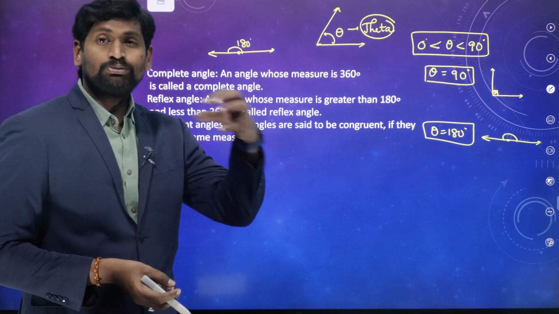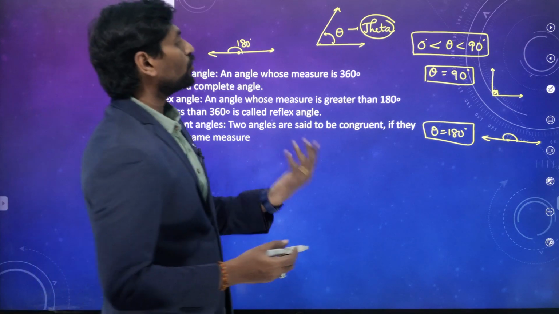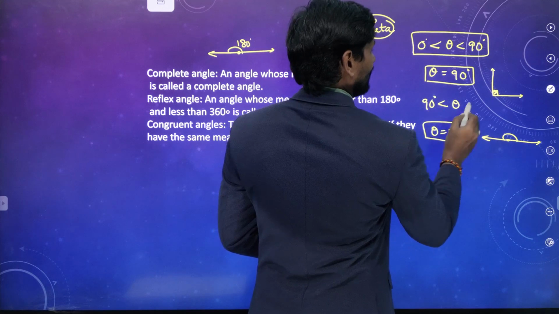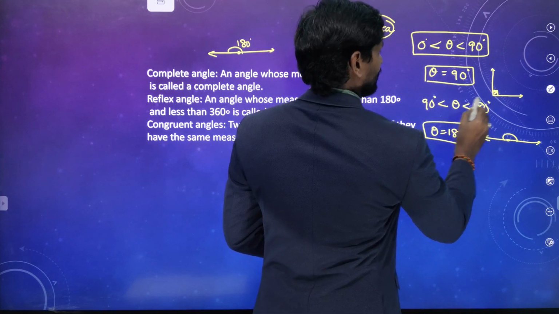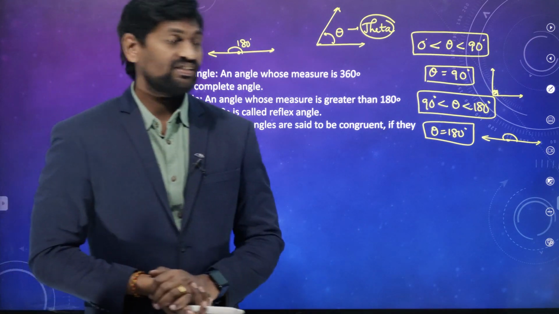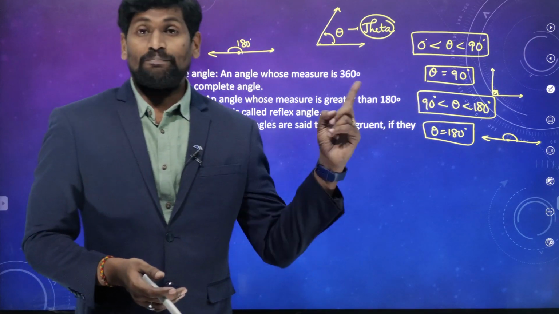But coming to the obtuse angle, an angle which measures more than 90 degrees but less than 180 degrees is called an obtuse angle.